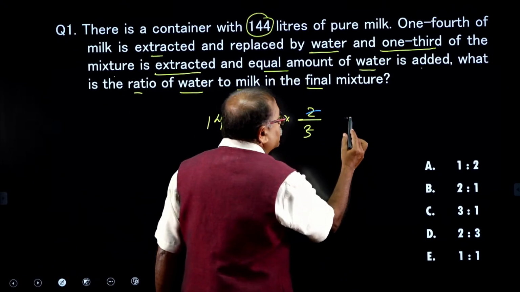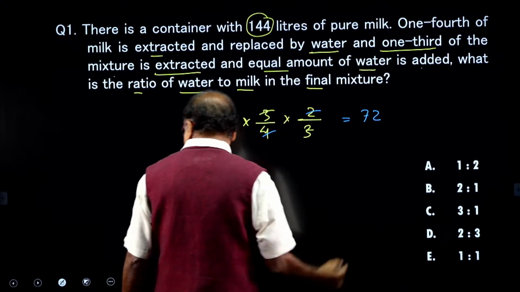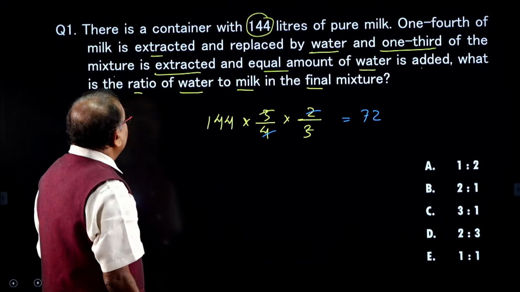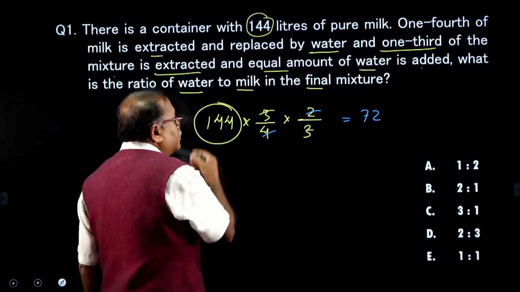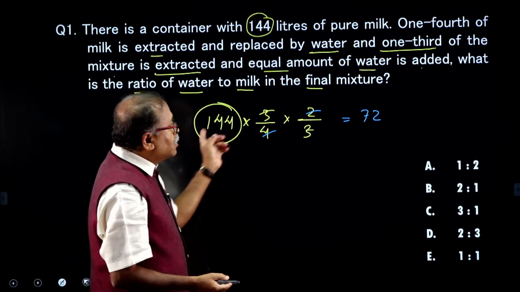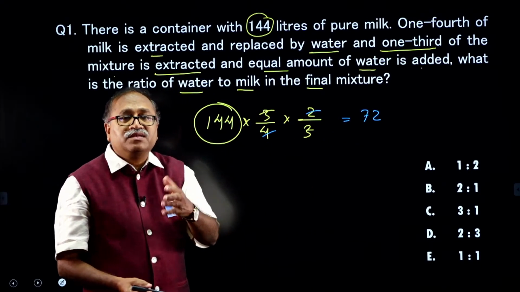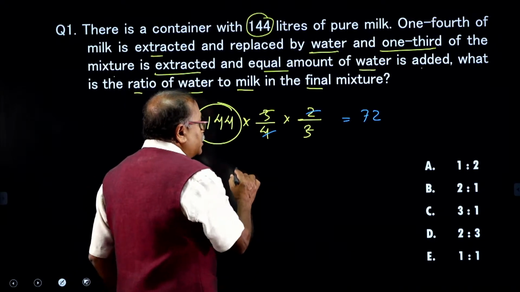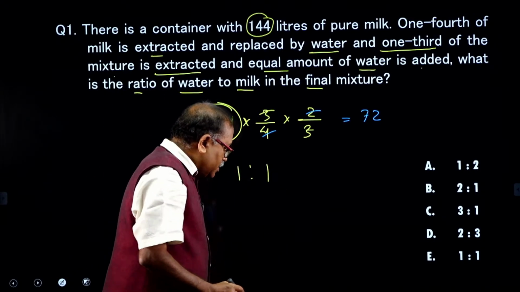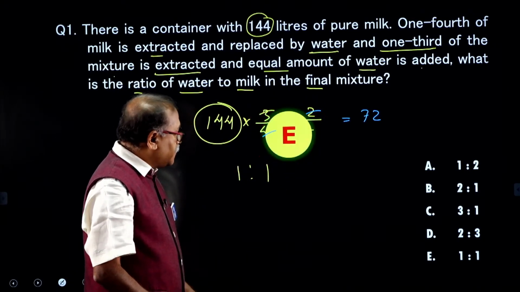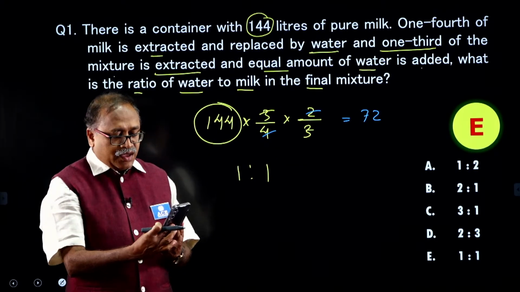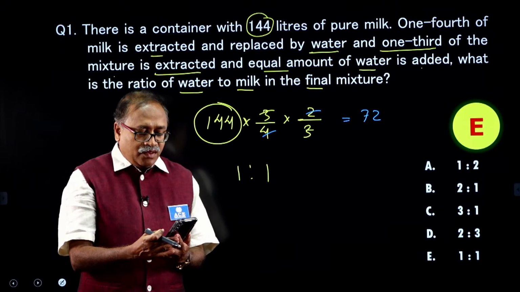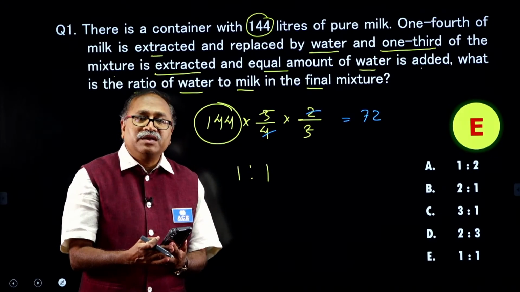So, the total is 72 liter of milk is left, and as this is a replacement, the total quantity will remain 144. So, out of this half is milk, then the other half will be the water. So, the ratio will be 1:1, and your option choice is E. Option choice is E. Okay. Hope you are understanding, my dear friends.